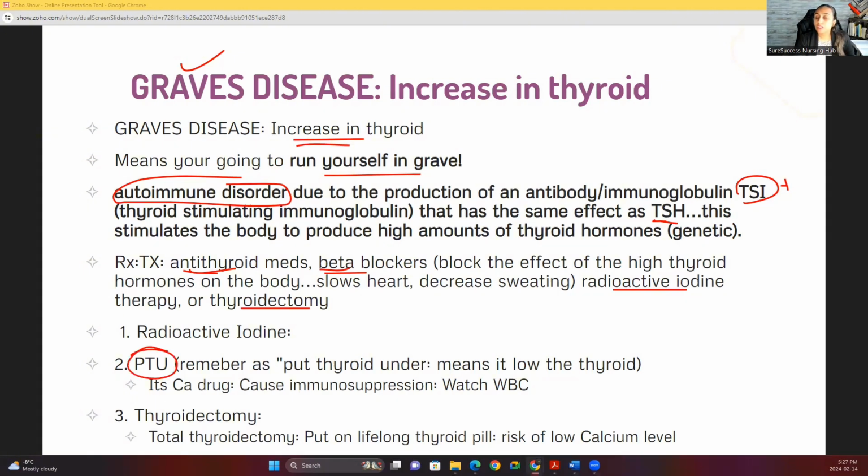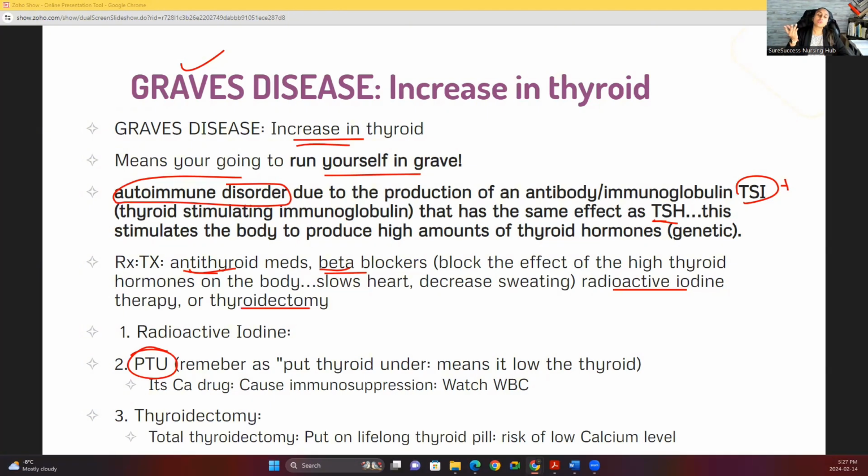PTU, one of the anti-thyroid medications I was talking about. PTU's full form is propylthiouracil. All right, but you don't have to remember propylthiouracil. If there is PTU in your exam, you can remember PTU means put thyroid under. This is the medication which will decrease the thyroid. Actually, it is similar to a cancer medication, which decreases the production of cells. Thyroid is also a cell, all right.